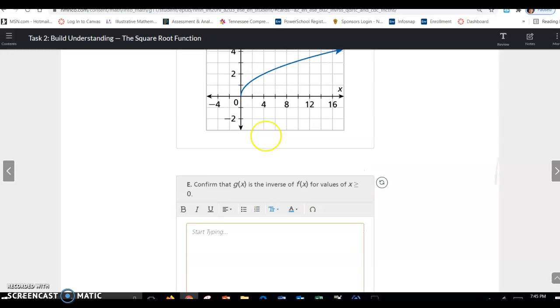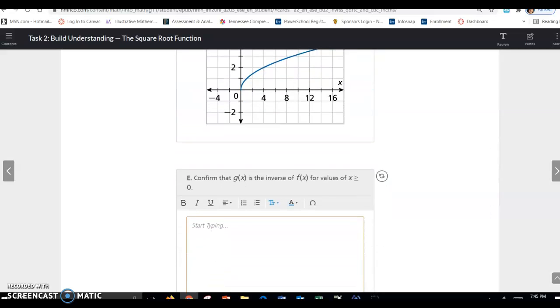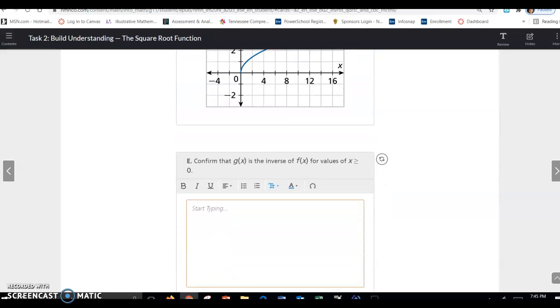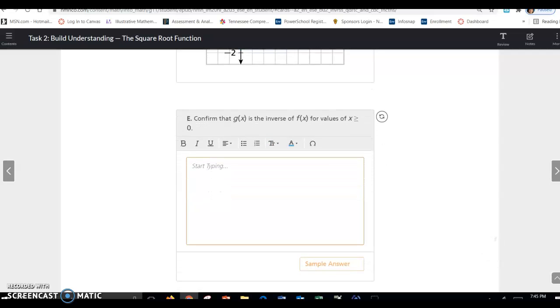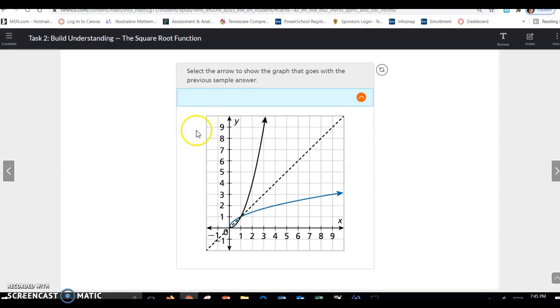All right, it says to confirm that g of x is the inverse of f of x for values greater than or equal to 0. So you can do the composition of functions to see that, or you can graph this and see that this is all the values for x squared, where x is greater than or equal to 0. And this is your square root function, where x is restricted to x greater than or equal to 0 as well.